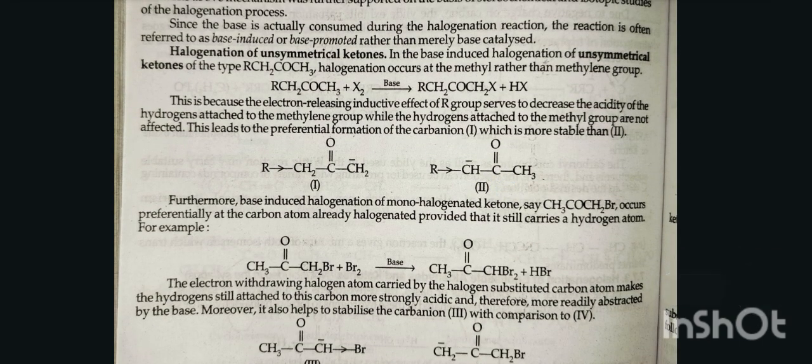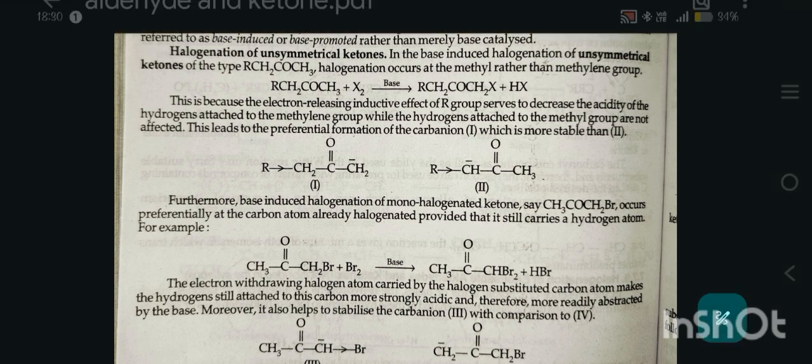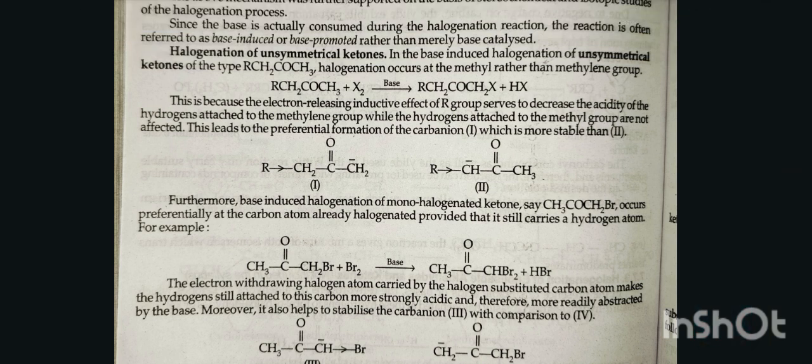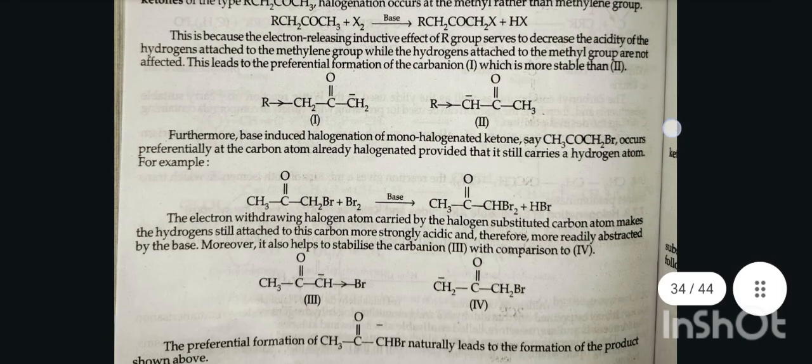Halogenation of unsymmetrical ketones. In the base induced halogenation of unsymmetrical ketones of the type RCH2COCH3, halogenation occurs at the methyl rather than the methylene group. This is because the electron releasing inductive effect of the R group serves to decrease the acidity of the hydrogens attached to the methylene group, while the hydrogens attached to the methyl group are not affected. This leads to the preferential formation of the carbanion, which is more stable than the second one.